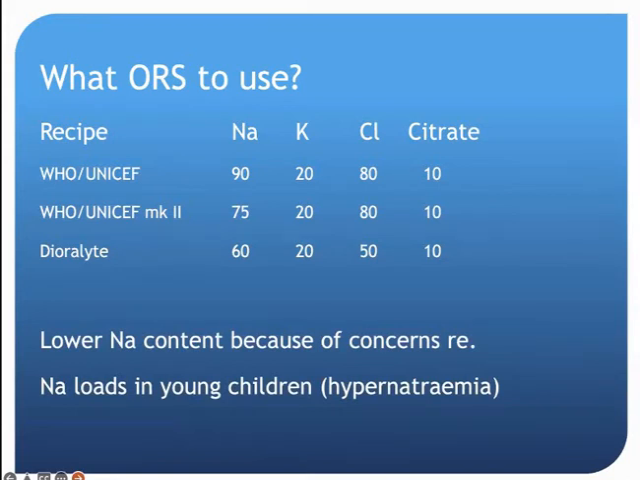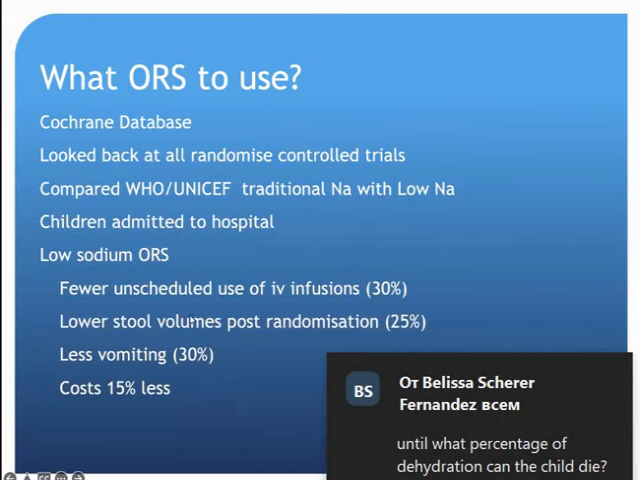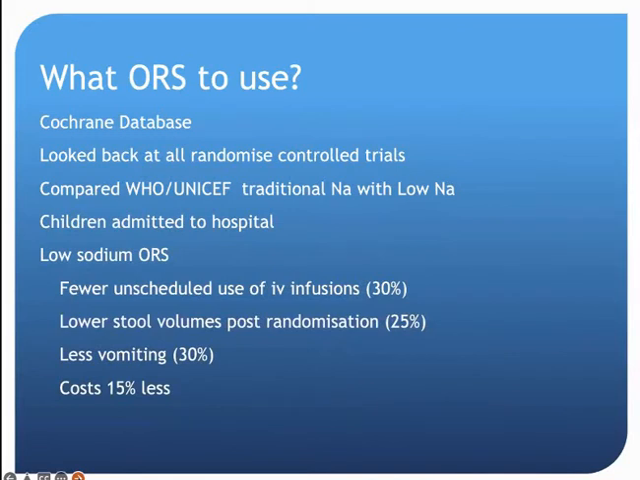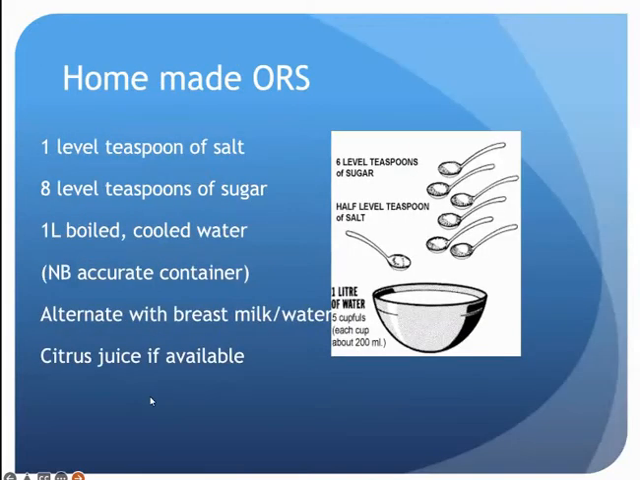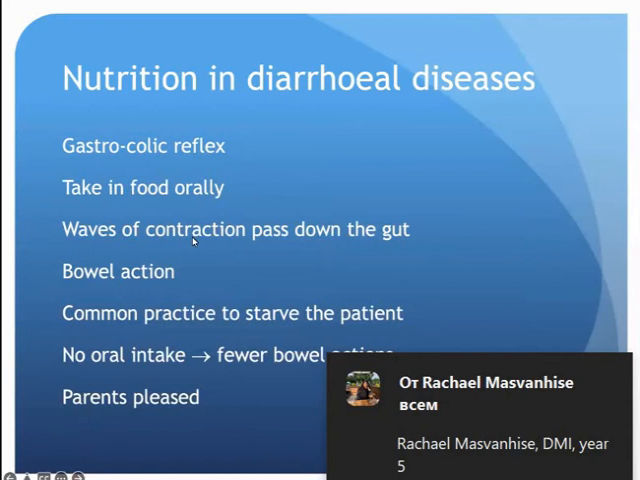So, we have fewer unscheduled uses of IV infusions, lower stool volumes, and less vomiting, as well as a decreased cost, which is important when you're looking at population-based economics. I'm not going to go through that, but you will have that with you. That is how to make oral rehydration fluid at home, which is really important for parents. They don't need to have sachets, they can make it themselves.